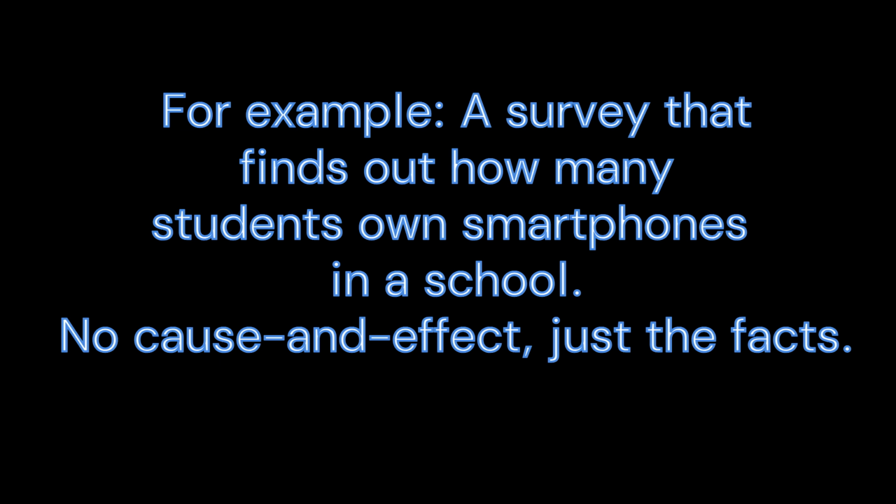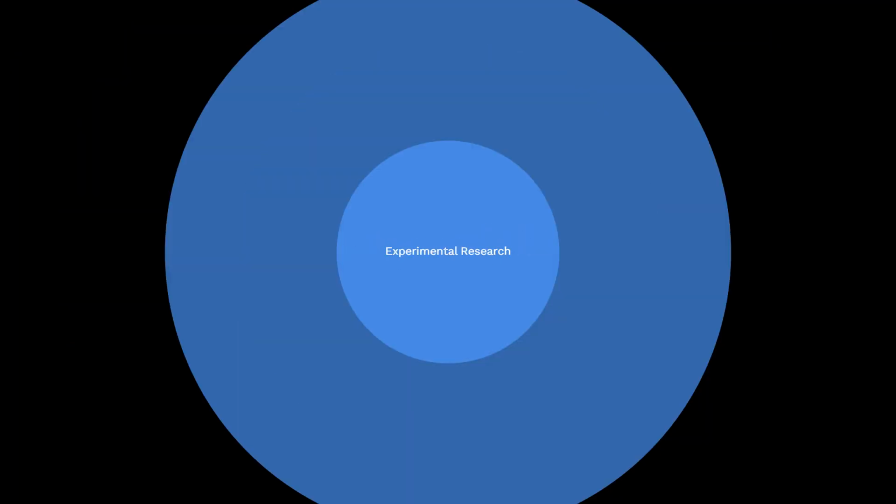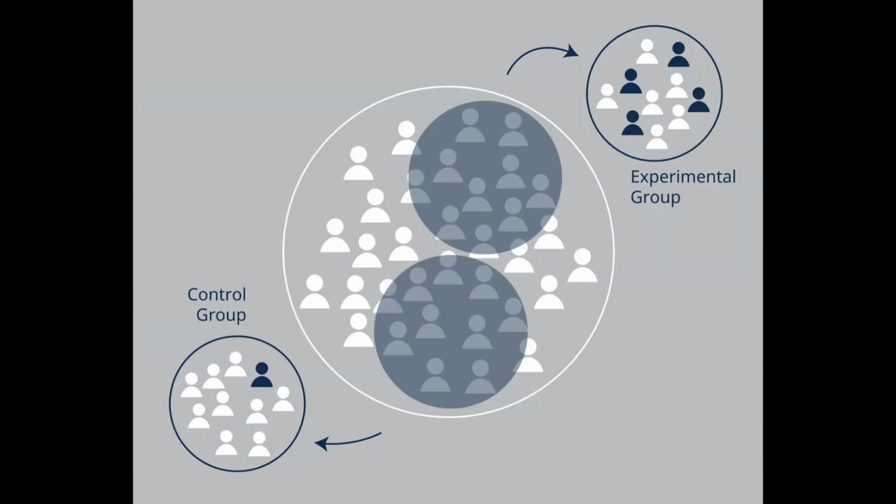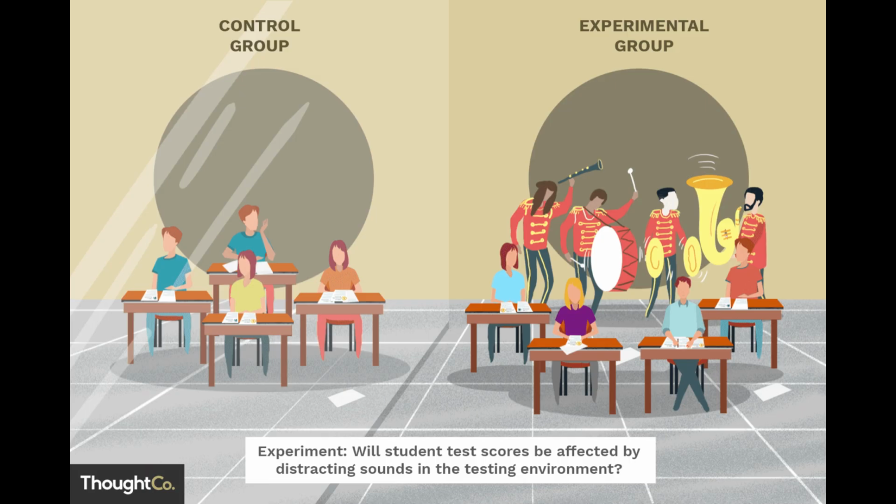Experimental research. This one tests cause and effect by controlling variables. For example, you give Group A a new learning app and Group B the old method. Then you compare their test results. It's the most controlled and structured type of quantitative research.